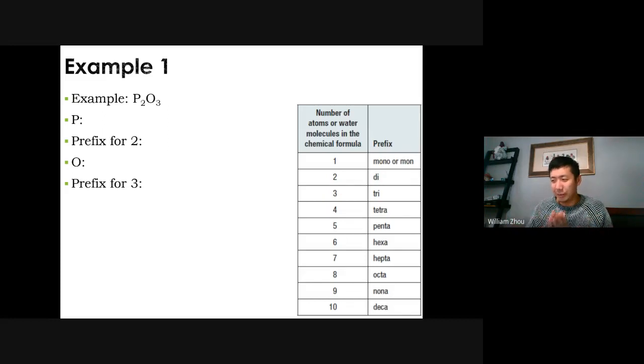Let's do some examples. P2O3. Well, wait, did I skip a slide? Okay, P2. P is phosphorus. 2, there's 2 of them, di. Okay. O is oxide, oxygen. You have to change the name to IDE. 3 is tri. Okay, put them together. 2 phosphoruses, 3 oxygens, so diphosphorus trioxide. Done. No Roman numerals, none of that garbage, but you do have to tell me how many phosphoruses, how many oxides. Okay, is that clear, everybody?